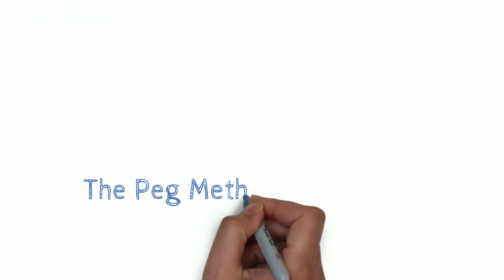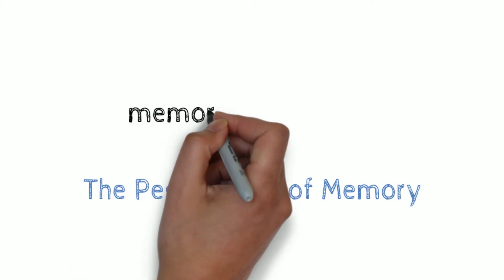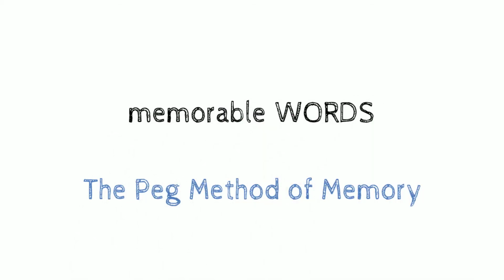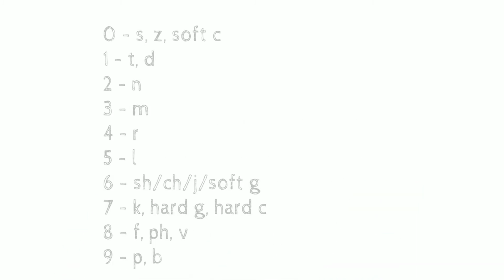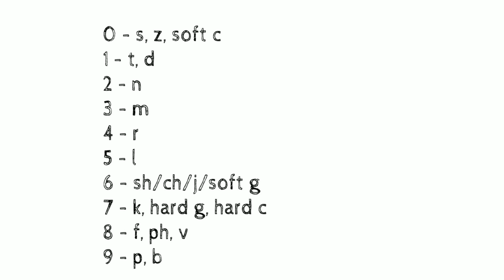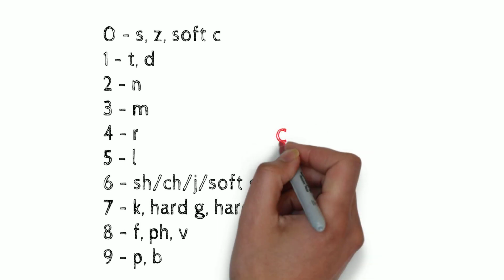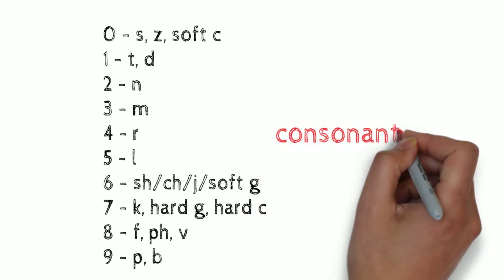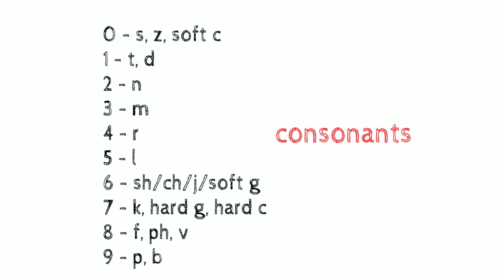Let me introduce the PEG method of memory. This is a memory technique that uses memorable words to represent numbers. It involves creating words from an alphabet of numbers. Strange as it may seem, numbers do have an alphabet. Here's how it looks. The letters are all consonants, and each number has its own consonant to represent it.